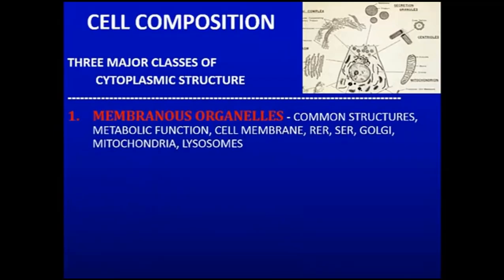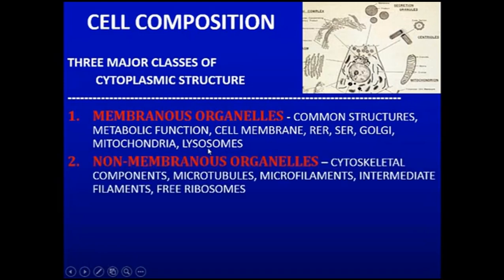So a cell is composed of three major classes. One is membranous organelles. Those are associated with membranes, and usually these are common structures essential for the cell. They're essential for metabolic function; the cell membrane limits the cell. Rough ER makes things. Smooth ER detoxifies things. Golgi packages things. Mitochondria provides energy and lysosome for remodeling. And then there are those that are not associated with membranes, non-membranous organelles: cytoskeletal components, microtubules, microfilaments, intermediate filaments, free ribosomes.